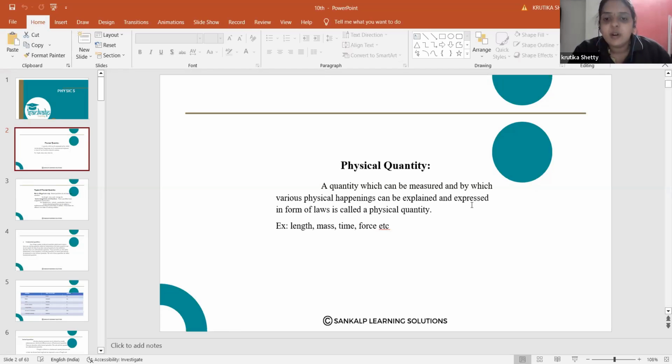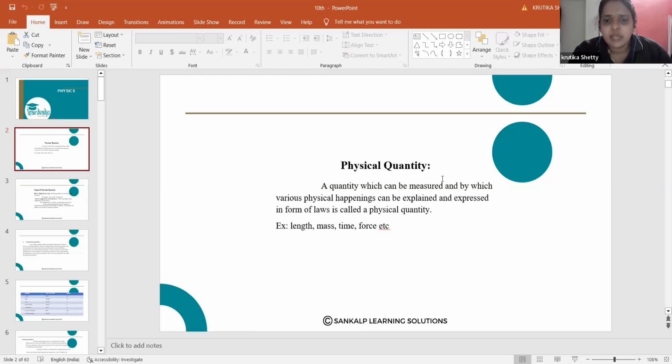These are all called as what? Physical quantity. For any quantity to be called a physical quantity, it should be measured, means you can measure that, you can explain that, and you need to express that. If these 3 points are there, those are all called as physical quantity.